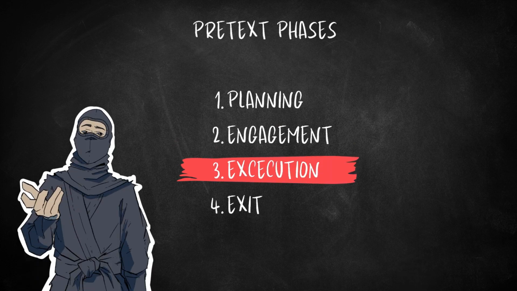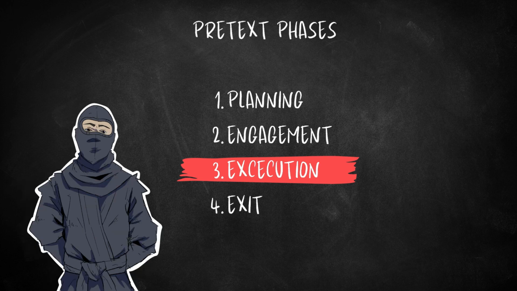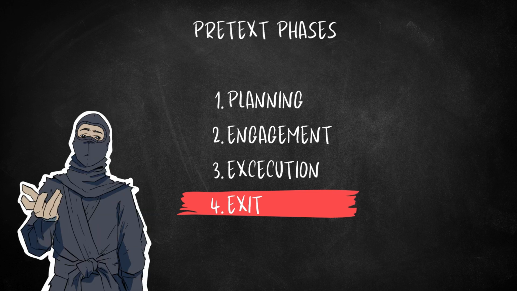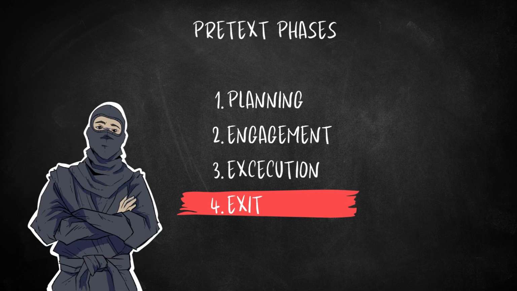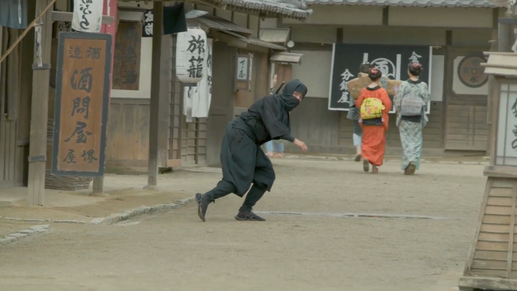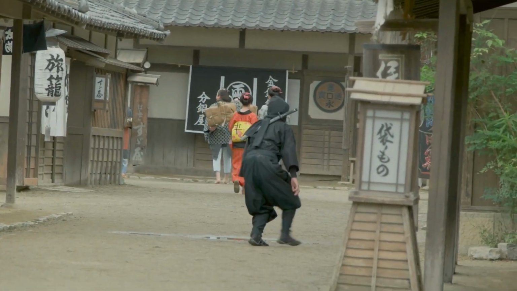Execution is steering the interactions toward achieving your goal without appearing too direct or intrusive, and employ subtle influence and persuasion techniques if needed. Exit means getting out. Once the objective is achieved, disengage gracefully to avoid suspicion, and avoid overextending the interaction or providing unnecessary details about your pretext. If you want to practice pretexting, here are 3 easy introductions to get your feet wet.